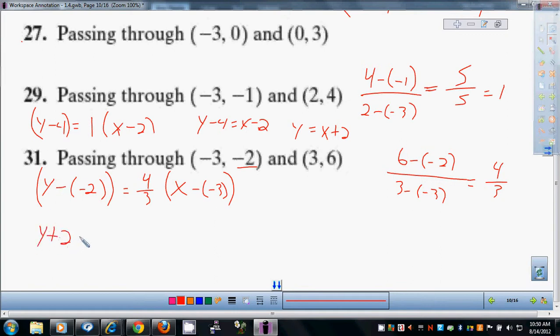So that's y plus 2 equals 4/3 x, and then 4/3 times 3 is just 4. Subtract the 2, and finished. Right here? Right here? Here. Yeah. So it's 4/3 times, see I did it times the x, then I did it times the 3. That's 12/3, which reduces to 4.